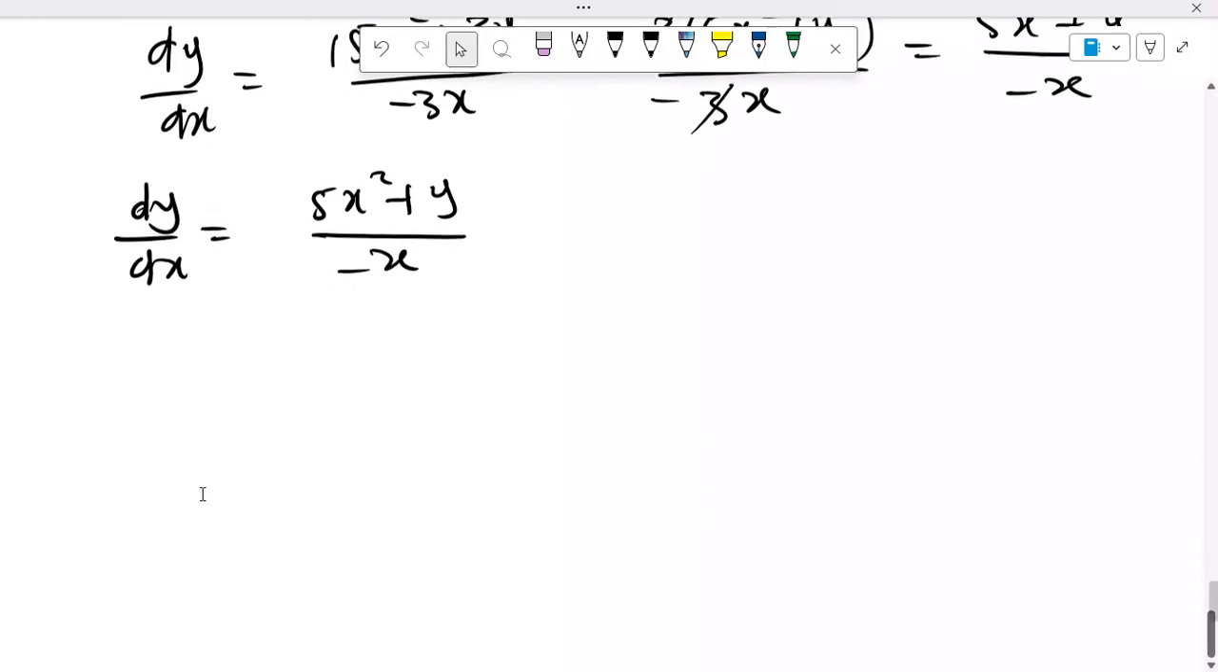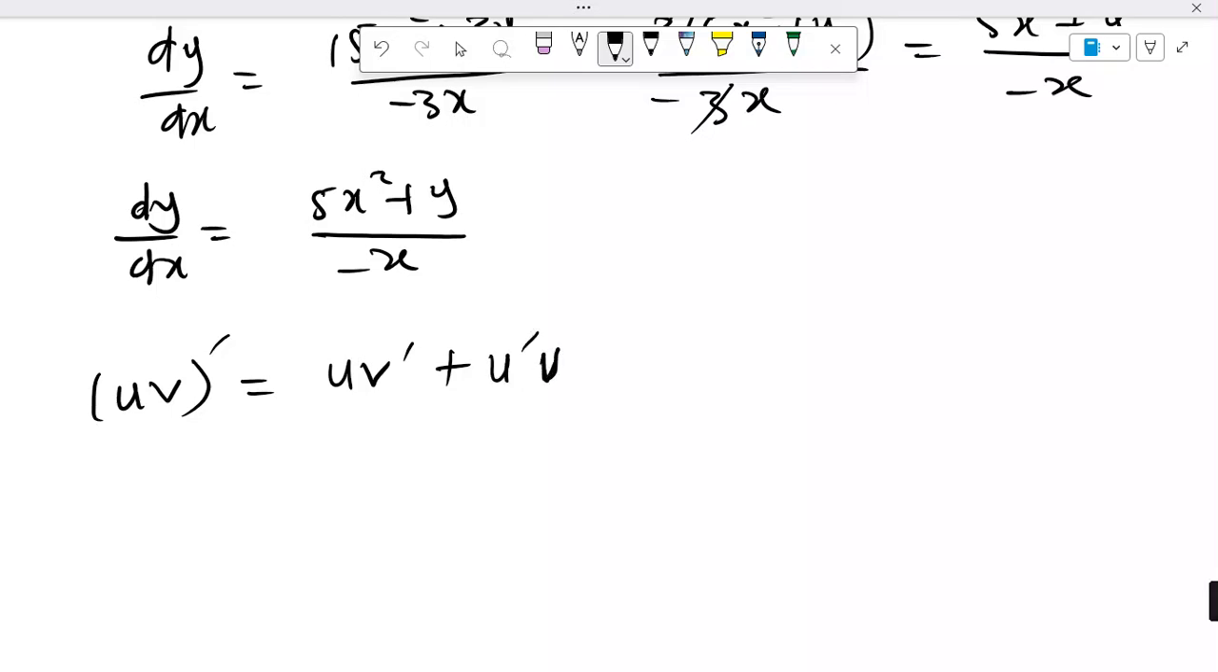Okay, so hope you understand the product rule. The product rule, that's the only tricky part here. So the product rule, I will emphasize again: if you have two functions, u and v, and you want to differentiate them, you keep u constant, then you differentiate v, plus you differentiate u and keep v constant. This is the formula for the product rule.